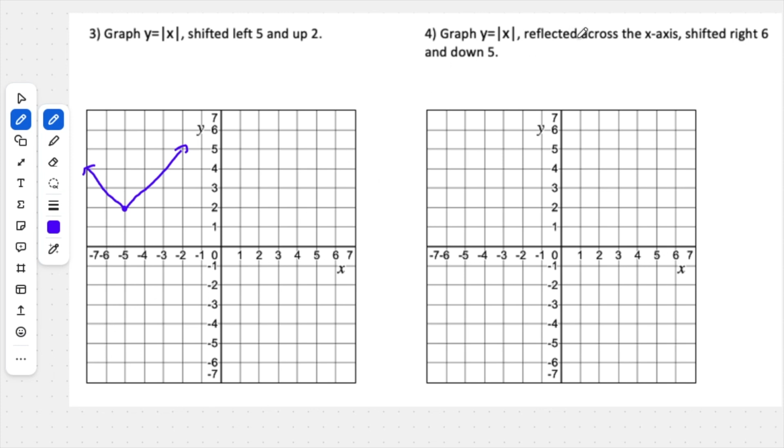For this one, we're supposed to reflect across the x-axis, shift right 6 and down 5. So let's go right 6, down 5, which would put us right there. And then from there, we don't have a lot of room to draw it, but it would look just kind of like that, and then opening down because of the reflection.